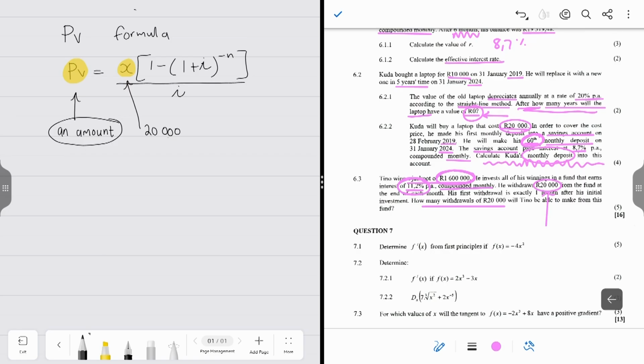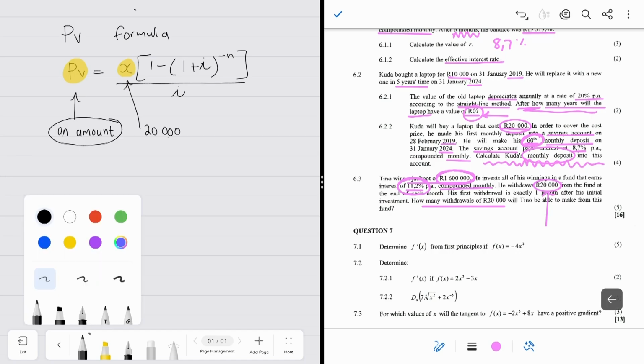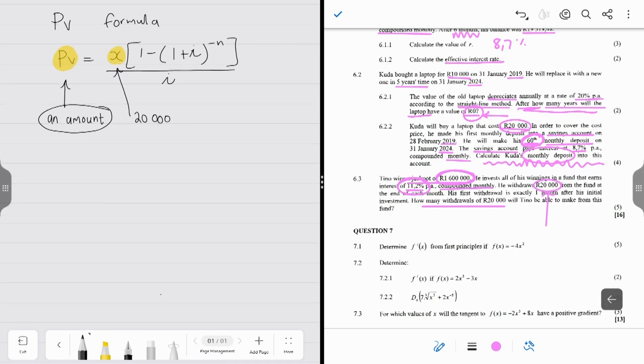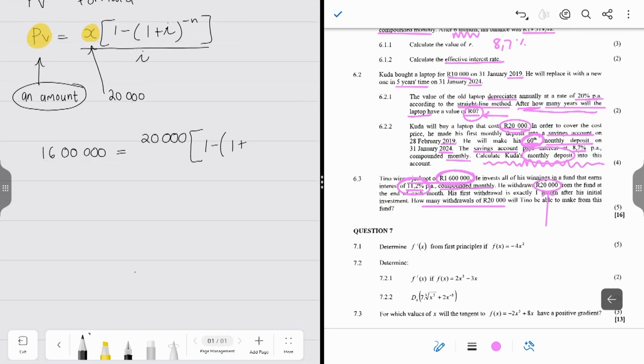Even though it is a winning jackpot, it is not a loan, but we are going to use the PV formula. It is an amount of money where we remove the X amount, which is an installment, and the amount of money gets less. So his PV is 1,600,000, and his installment, the amount he's taking out every month, which is his X, is 20,000, and we already have all the other information, which is our i, which is 11.2%, and it is monthly, 11.2% monthly.